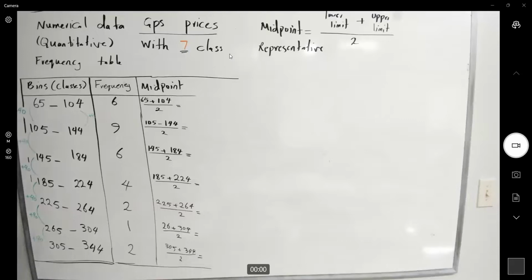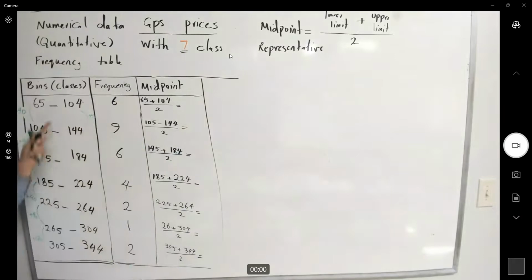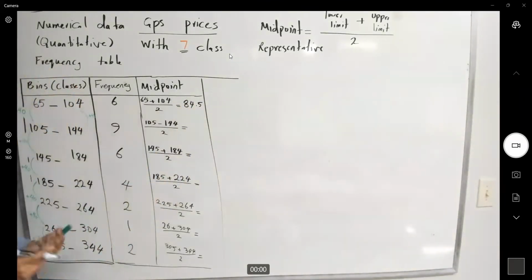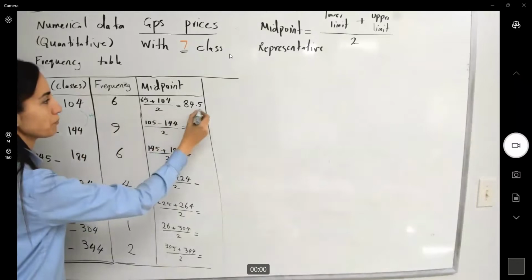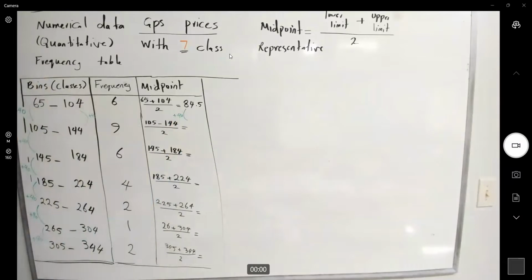So the representative for this class is going to be a number in between these two. So you expect a number between 65 and 104. If you have a number which is less than 65 or larger than 104, it means that you made a mistake somewhere. So it's going to be 84.5. Now, what I can do is just add 40 to each one of these numbers, the same process, plus 40, plus 40, and continue this process.